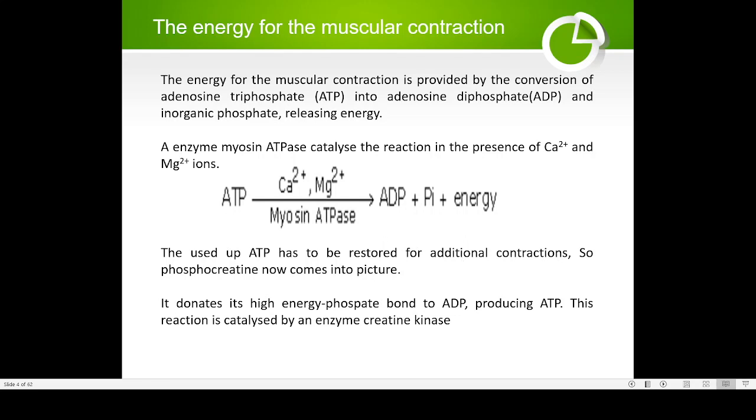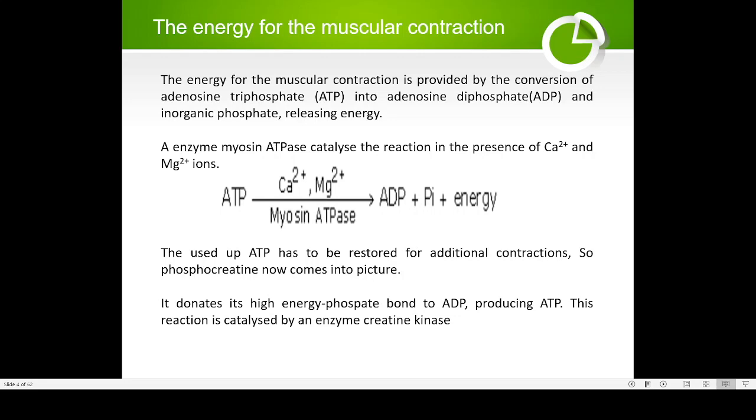That recreation of ATP from ADP is done by utilizing a high energy phosphate bond. This high energy phosphate bond supplies a certain amount of inorganic phosphate, and that reaction of converting ADP back into ATP is facilitated by an enzyme known as creatine kinase. So it is by the action of creatine kinase that the used ATP is recreated from ADP.